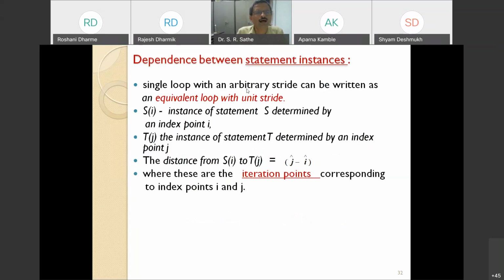So a single loop with an arbitrary stride can be written as an equivalent loop with unit stride. That is what we have seen. SI is the instance of statement S determined by an index point I, and Tj is the instance of statement T determined by an index point J. And now the distance from SI to Tj is J caret minus I caret. I am now talking of iteration space, that is iteration points instead of index points, where I caret and J caret are the iteration points corresponding to index points I and J.